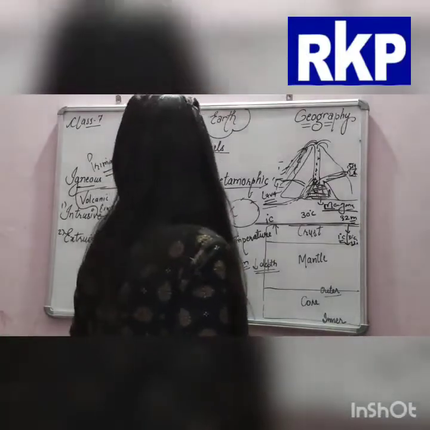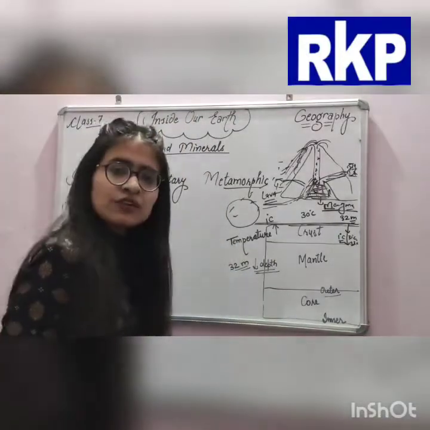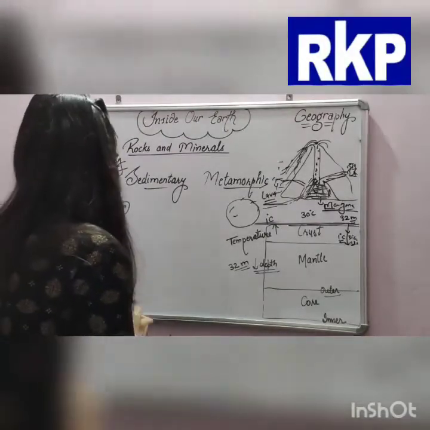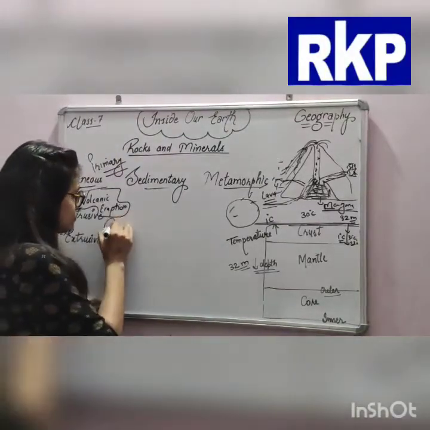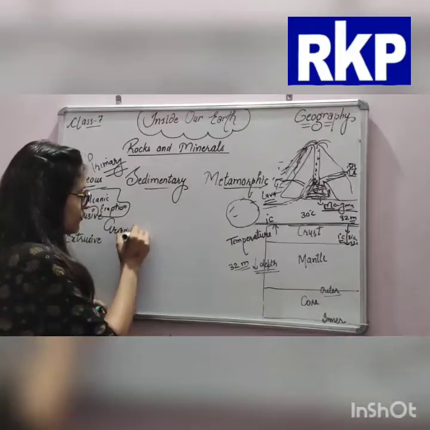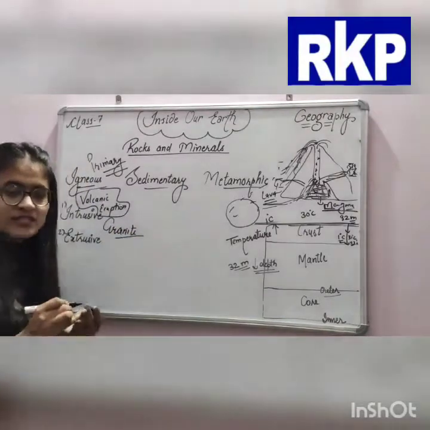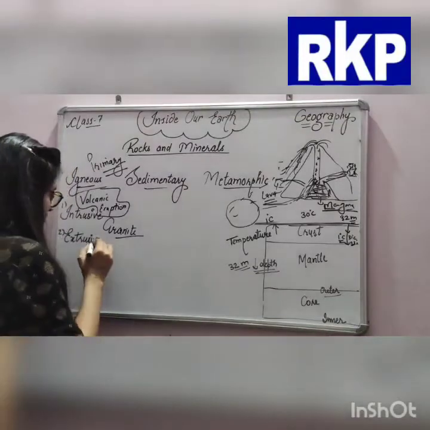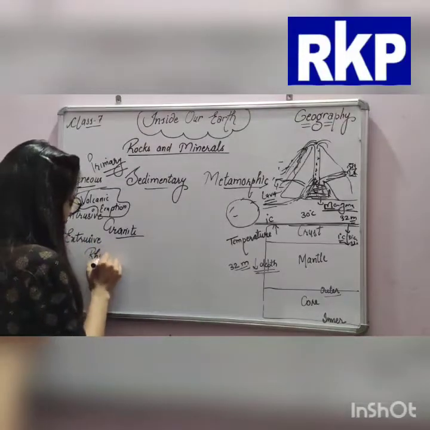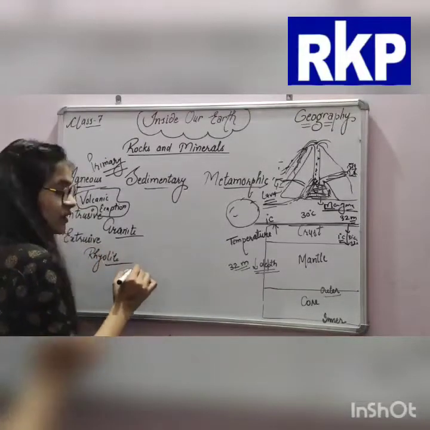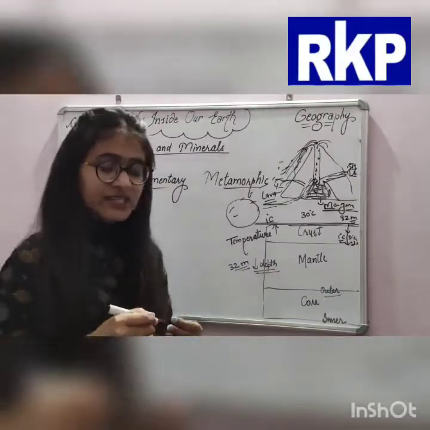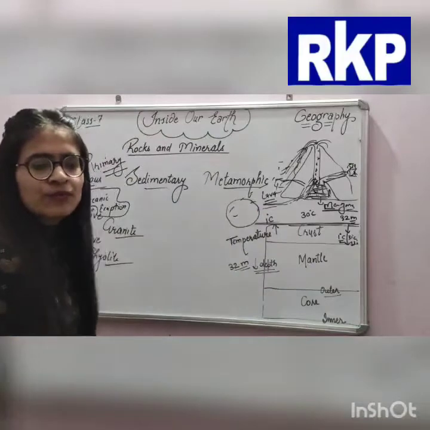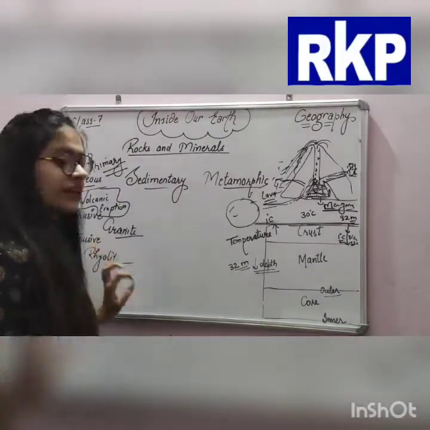Now here are some examples of intrusive rocks and extrusive rocks. So intrusive means, we can say granite is an example of intrusive, and rhyolite is an example of extrusive rocks. Okay, so that is granite.